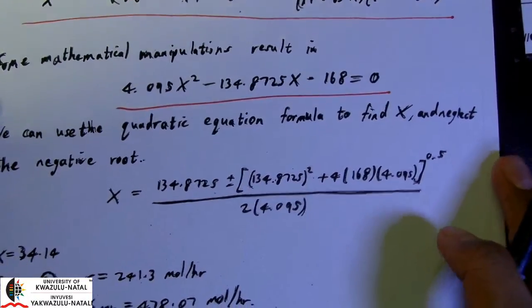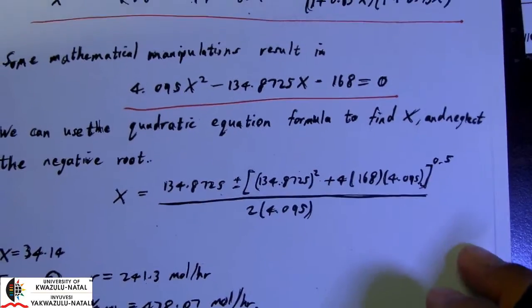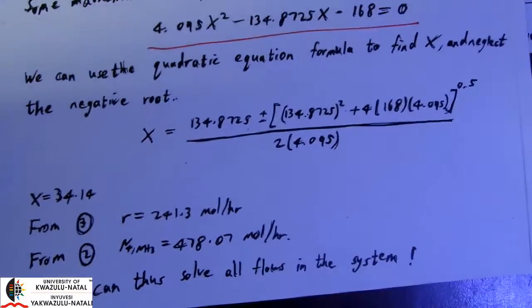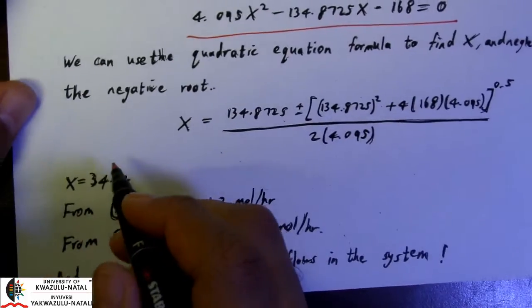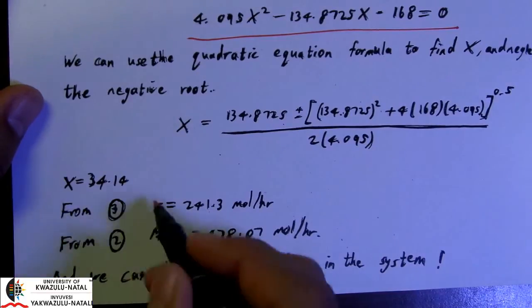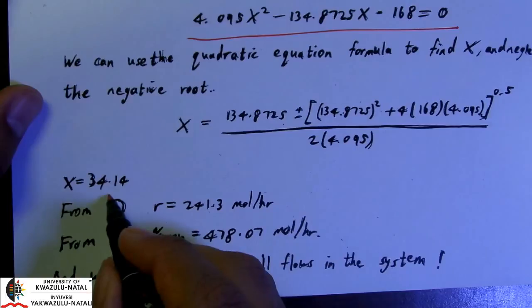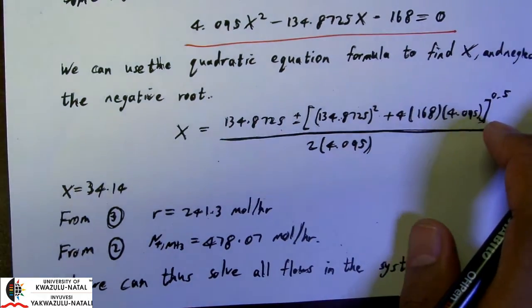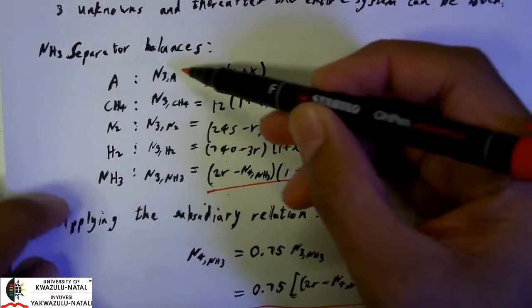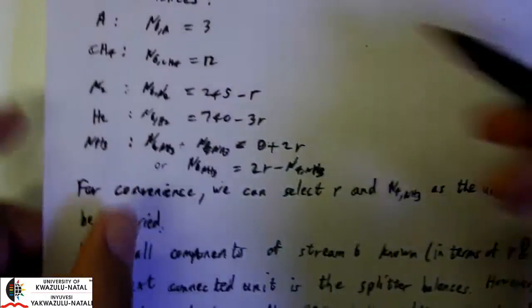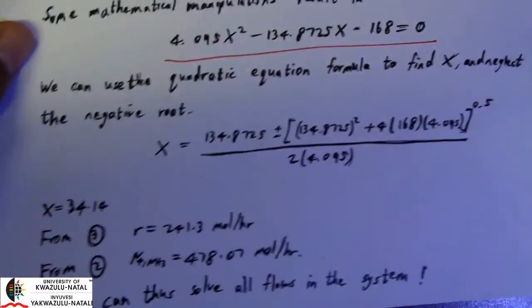And now all that remains is that we can just solve for x. Remember that we get one value of x that's not sensible because it's negative. So we take the positive value. Okay, so this is just using our quadratic formula which you've known from high school. And so solving, we get our x, and from there we can get r and N4NH3. And now once we have these values, we can find all of our streams once our three unknowns are found. Okay, because we've already expressed them in terms of these unknowns. So that is how you solve the problem.